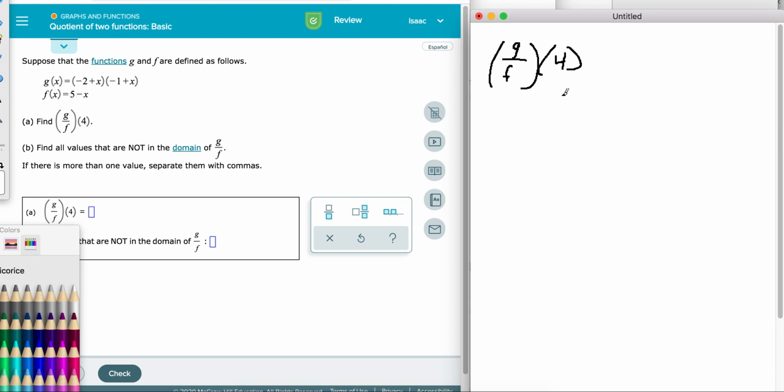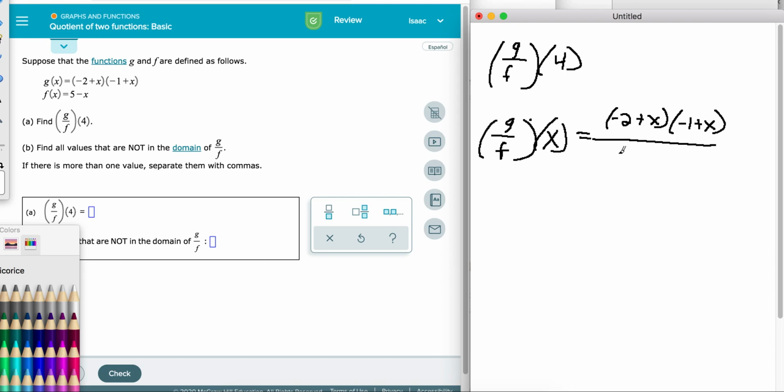So let's write out what g over f of x looks like, with the x variable still intact, okay? The function g is negative 2 plus x, negative 1 plus x, and we're asked to divide that by the function f, which is 5 minus x. That's what g divided by f means, this formula here. But we weren't asked for g divided by f of x, we were asked for g divided by f of 4. So all that means is go into the formula and plug in a 4.